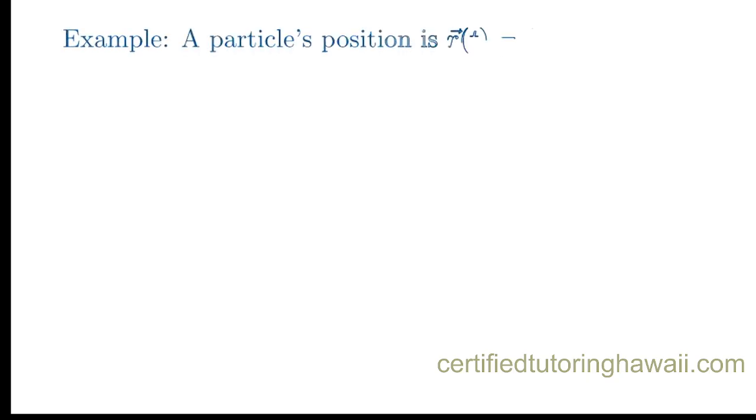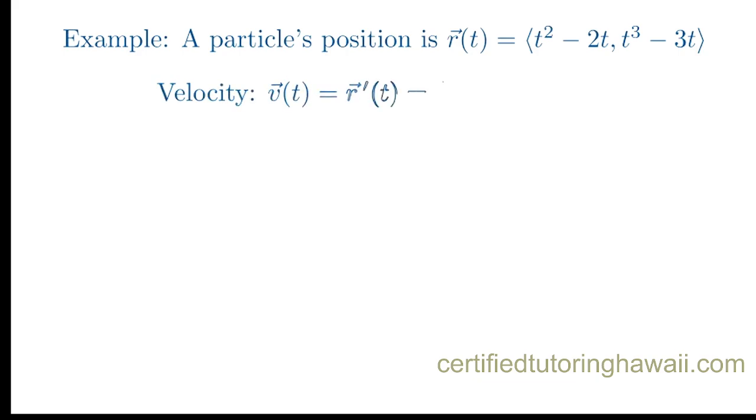Consider the position function r of t equals the vector ⟨t squared minus 2t, t cubed minus 3t⟩. Let's find its speed and direction at t equals 1 and t equals 2. First, we find the velocity vector by taking the derivatives of the components. The derivative of t squared minus 2t is 2t minus 2. The derivative of t cubed minus 3t is 3t squared minus 3. So, v of t is the vector ⟨2t minus 2, 3t squared minus 3⟩.